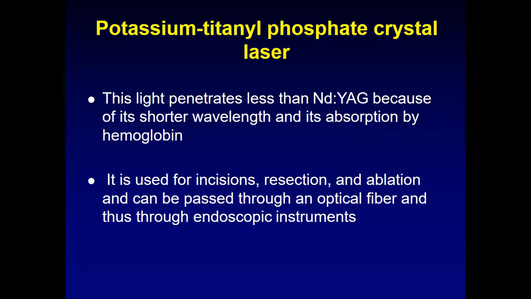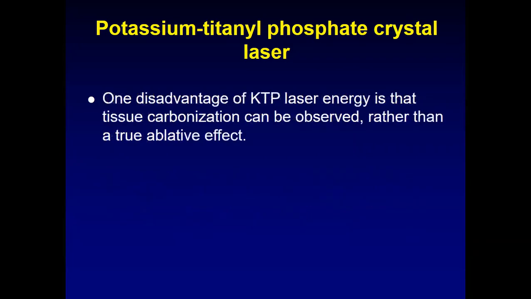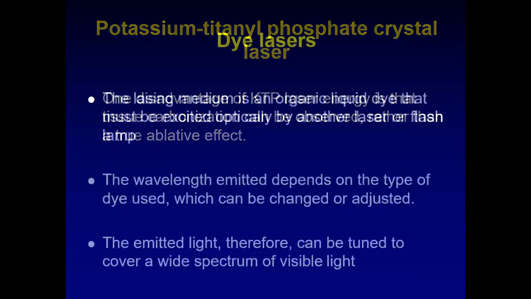The light penetrates less than Nd:YAG because of its shorter wavelength and is absorbed by hemoglobin. It is used for incisions, resection, ablation, and can be passed through optical fiber, so flexible instruments can be used. One disadvantage of KTP laser energy is that tissue carbonization is observed rather than a true ablative effect. Carbonization is that the tissue gets charred and you think that you have controlled the bleeding, but a false effect is being given. True ablative effect is not given, so that is a big disadvantage, but still people use it.